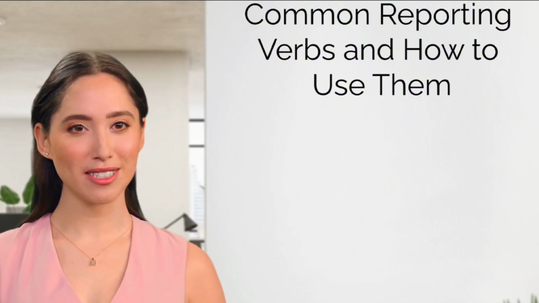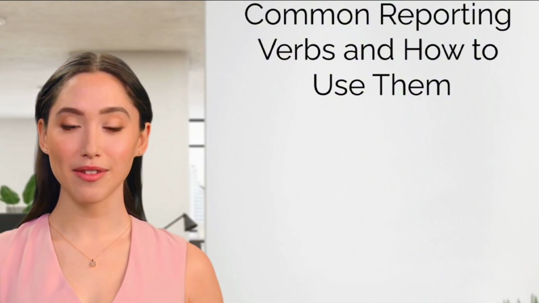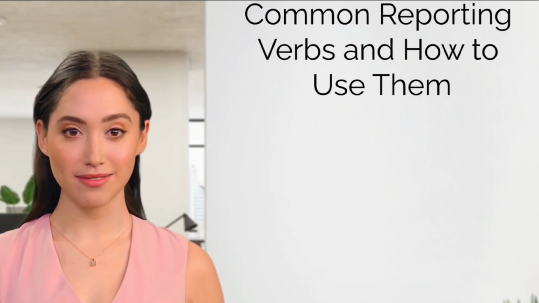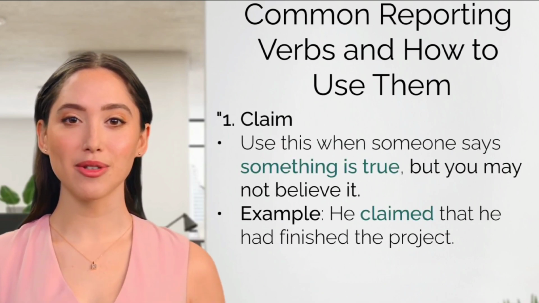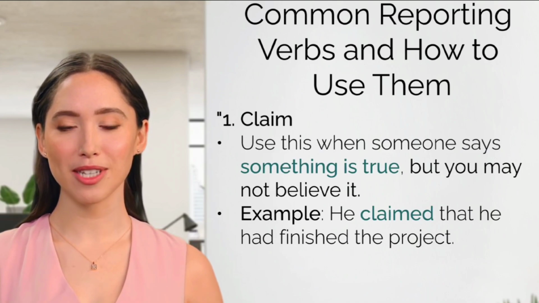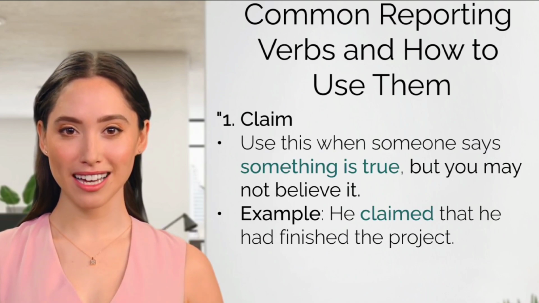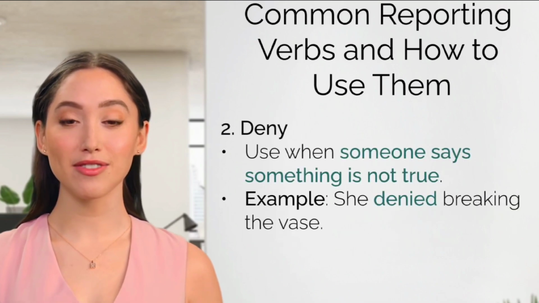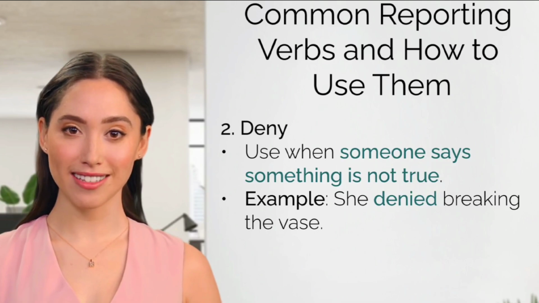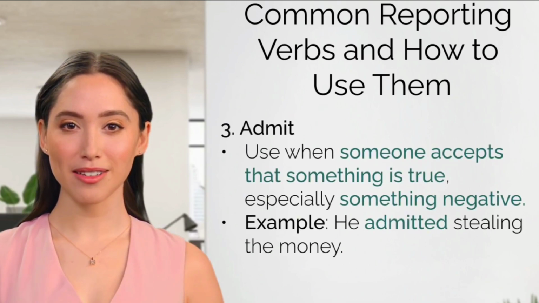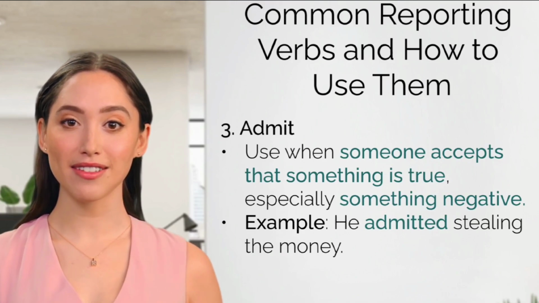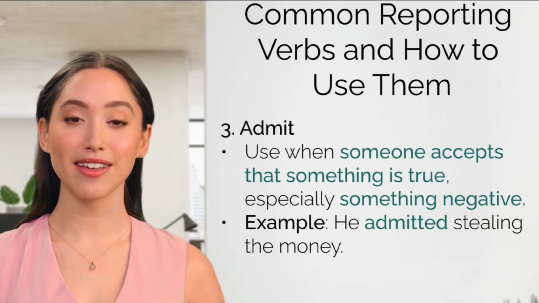Now, let's dive into some of the most common reporting verbs and how they're used. These verbs can express different attitudes or meanings. 1. Claim. Use this when someone says something is true, but you may not believe it. Example, he claimed that he had finished the project. 2. Deny. Use when someone says something is not true. Example, she denied breaking the vase. 3. Admit. Use when someone accepts that something is true, especially something negative. Example, he admitted stealing the money.